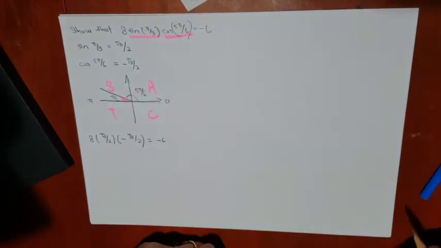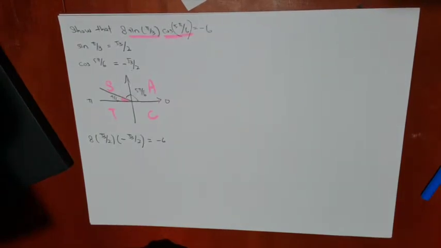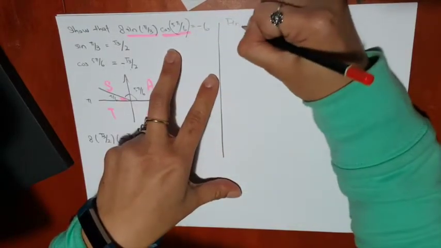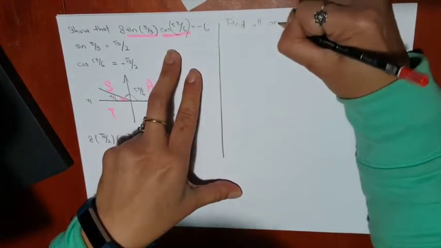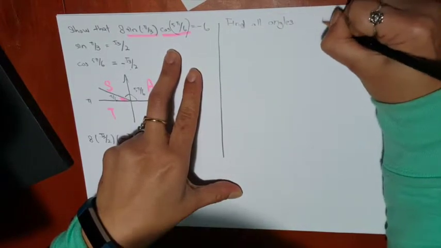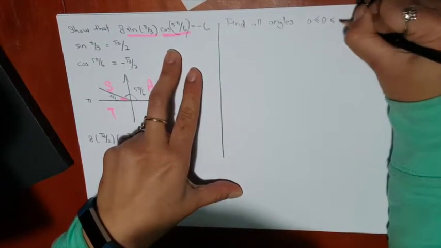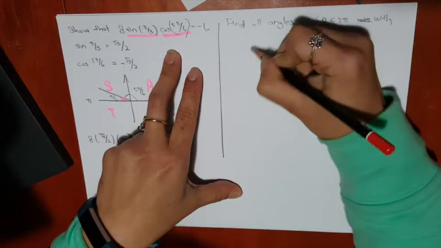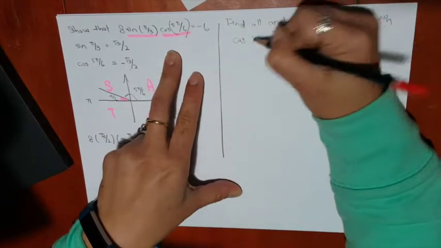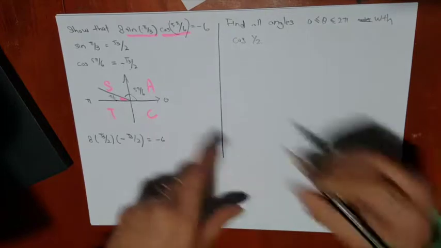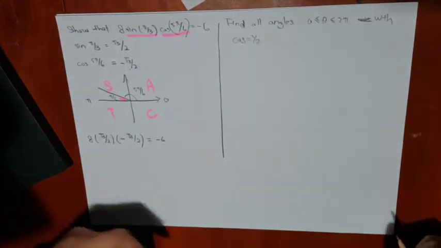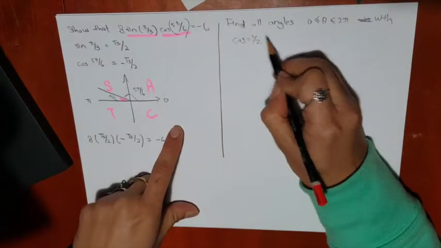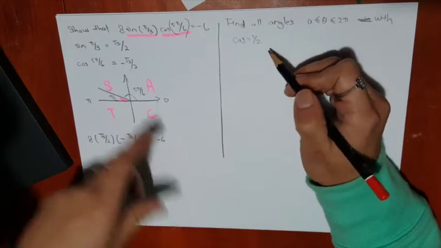Okay, the next question is: find all angles when theta is between 0 and 2 pi with cos of half. So it means cos equals a half. So how do we do that? We need to remember that cos is a positive half here. So which quadrant does it lie in?